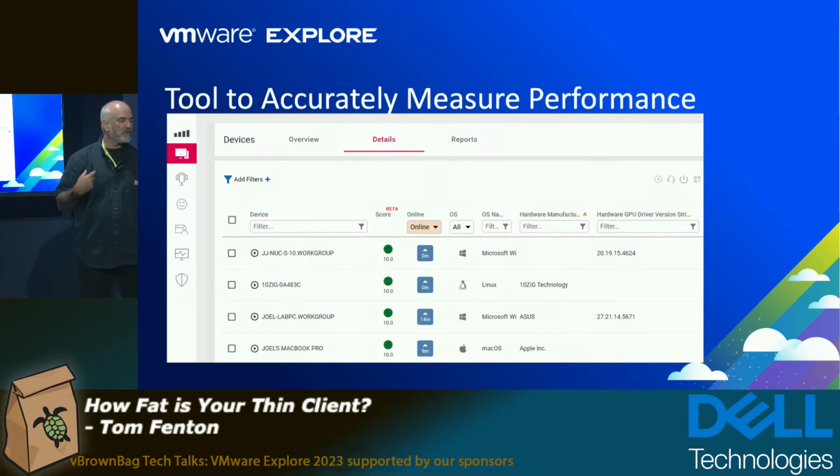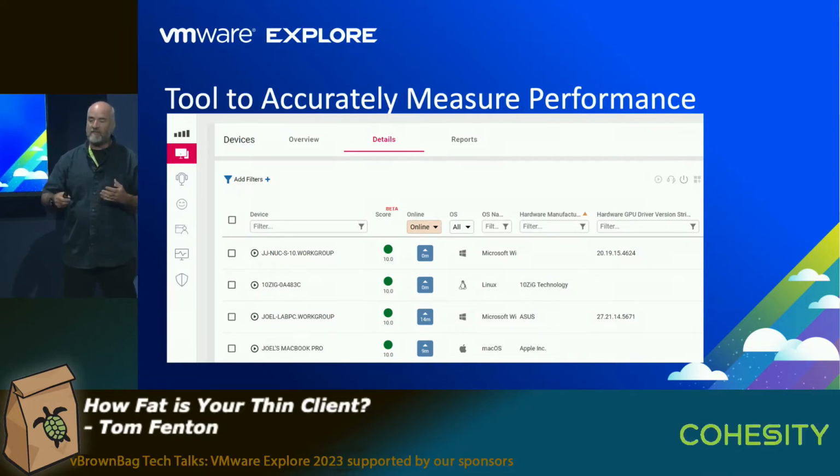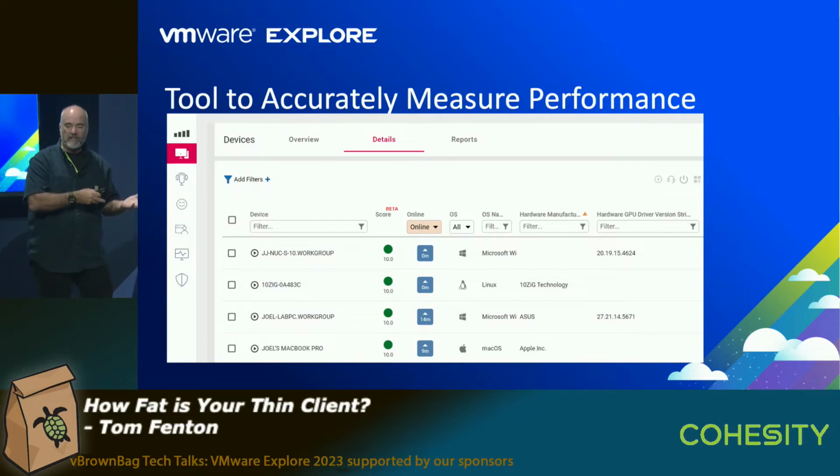Like I said, I work for ControlUp. It makes VDI monitoring software. And I needed an agnostic tool so I could measure the performance of all these different devices, whether they're thin clients or Windows or Linux devices. And that's what we do, so it worked out really well.